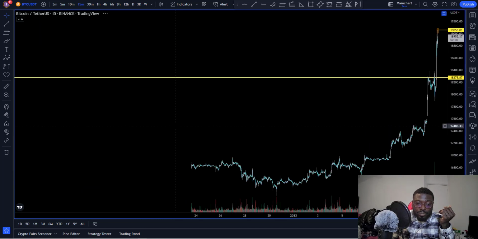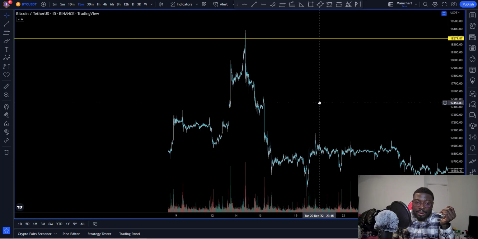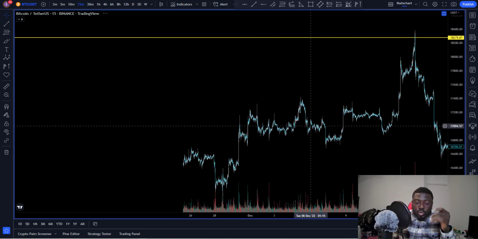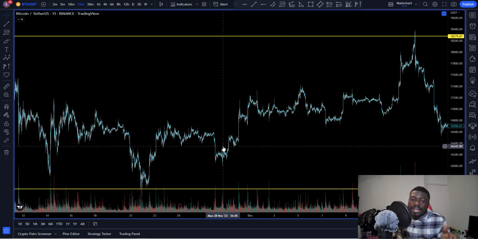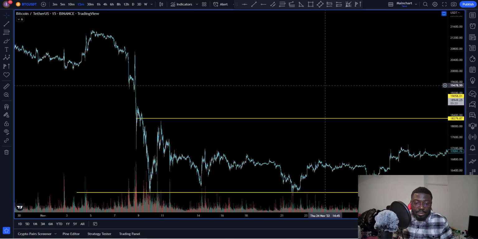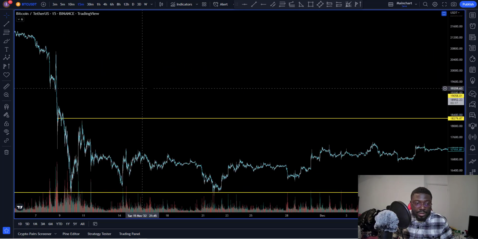So if you are trading on a 15 minutes time frame, I will advise that you take profit once market is hitting the previous swing low or swing high. Now, what do I mean by that? Let me look for an example here.